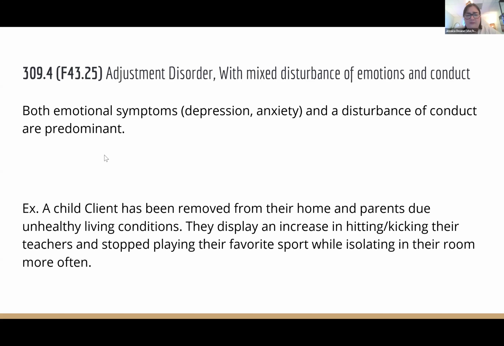We can imagine that this client is experiencing anxiety if they were removed from their home and their parents and they were in unhealthy living conditions. They're thinking, what's going to happen? Are my parents okay? Will I ever see them again? Et cetera, et cetera. And then the response to the stressor is the conduct, so increase in hitting and kicking, and then the withdrawal symptoms of isolating and not playing their favorite sport any longer.